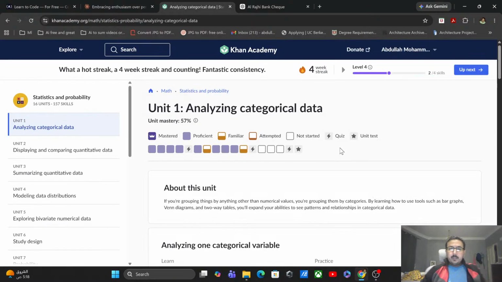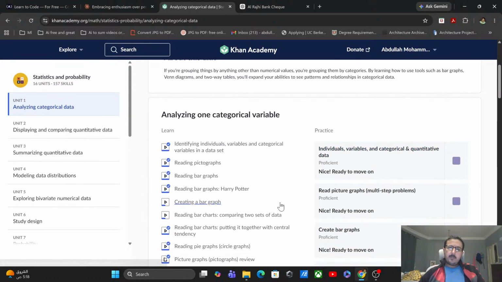Analyzing categorical data. In this unit, you're grouping things by anything other than numerical values. You're grouping them by categories. By learning how to use tools such as bar graphs, Venn diagrams, and two-way tables, you'll expand your abilities to see patterns and relationships in categorical data.